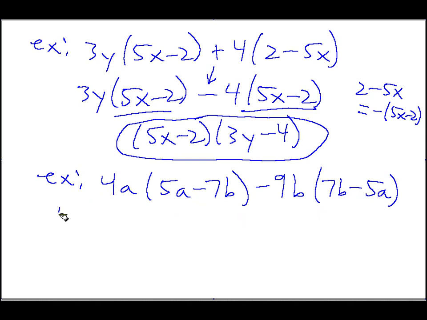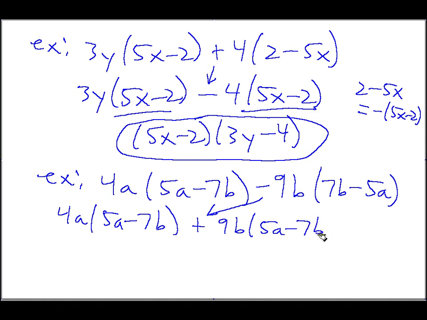Okay, so let me keep the first one the same again. So 4a times 5a minus 7b. All right. Now let me switch this order around. And when I do that, though, what happens to this minus up here? Well, it becomes what? It becomes plus. All right. Plus 9b times what? The order gets switched around. 5a minus 7b. Okay. Again, because I'm taking out a negative sign here, that changes this negative out here to a positive. Okay, because I have two negatives. And if I take out a negative sign from here to switch this around.